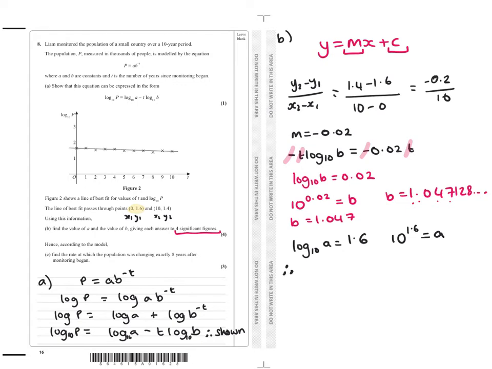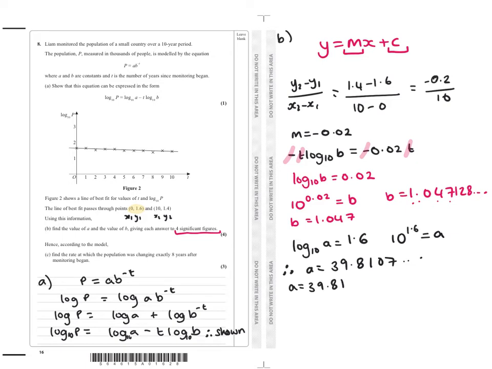So therefore, a equals 39.81.0, 7, blah, blah, blah. And it wants 4 significant figures, so a equals 39.81.